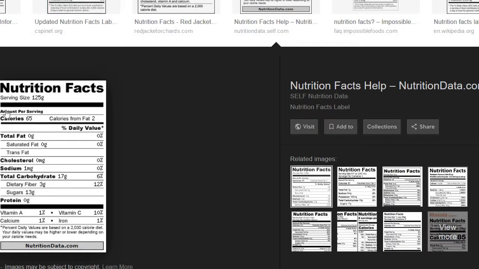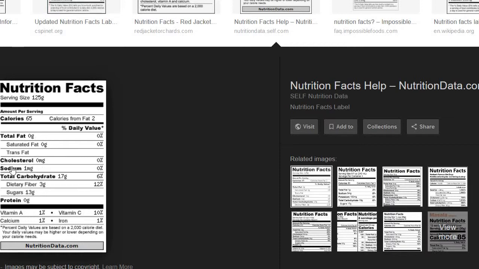We have the calories at the top, and that's really just saying how much energy you get out of these organic molecules. But if you look at the next one, you have total fat, you have saturated and trans fat, and cholesterol. Those are all what we consider lipids. So lipids are fats and oils, including cholesterol.